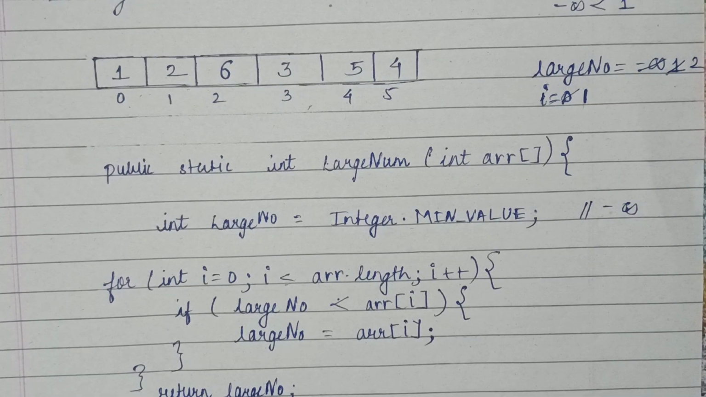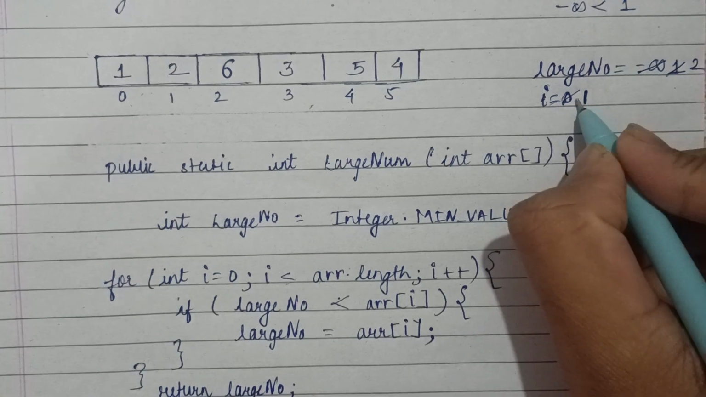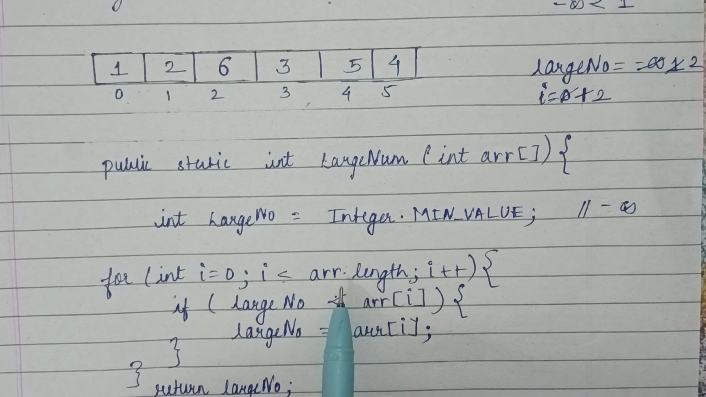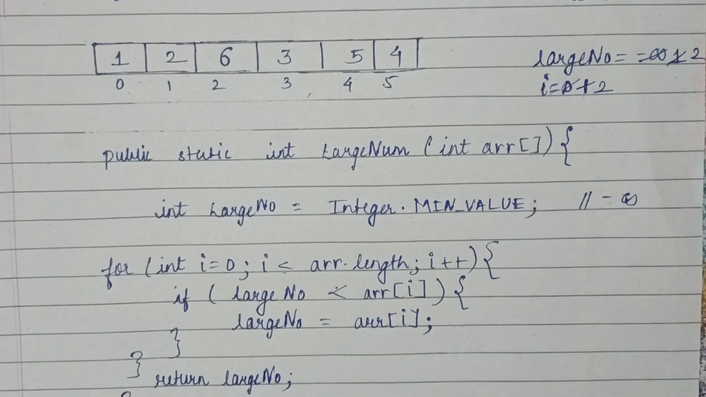Okay. Now again i value gets updated. Now i value has become 2. Okay. Now it will check the condition. Is 2 less than or equal to array length? Obviously the condition will be true, and it will enter into the inner loop.